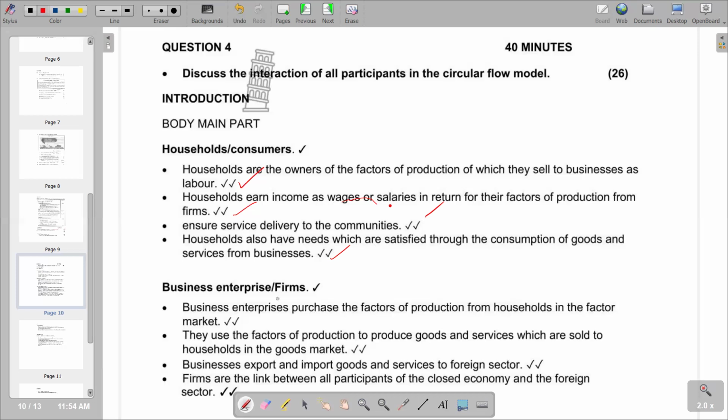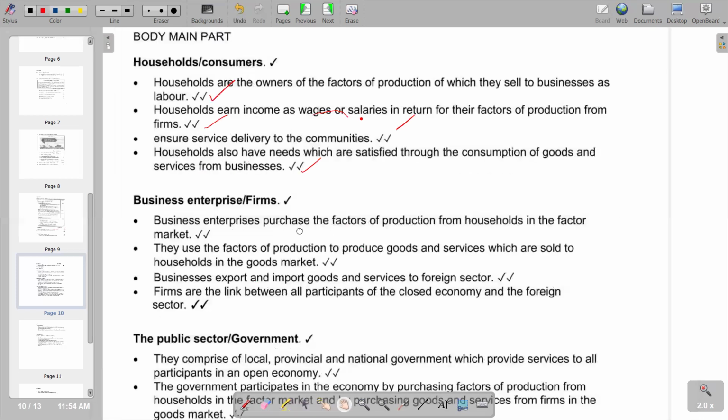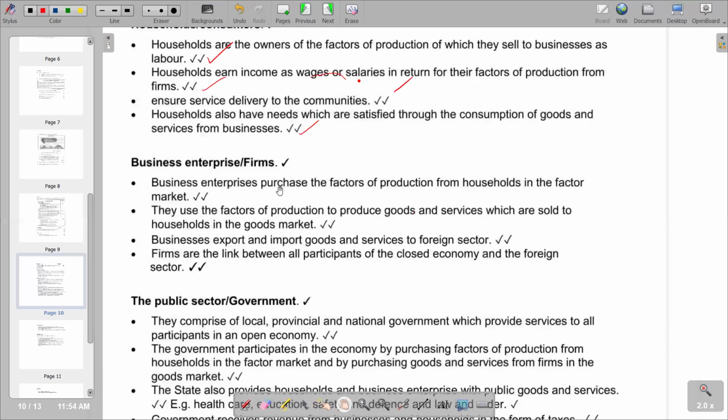Then we go to the second part, which is our firms or business enterprise. So we can say firms or business enterprise. So the explanations that we have in terms of that: first point, business enterprise purchase the factors of production from households in the factor market. So they purchase labor. Business enterprise purchase labor from the households. They use the factors of production to produce goods and services which are sold to households in the goods market.